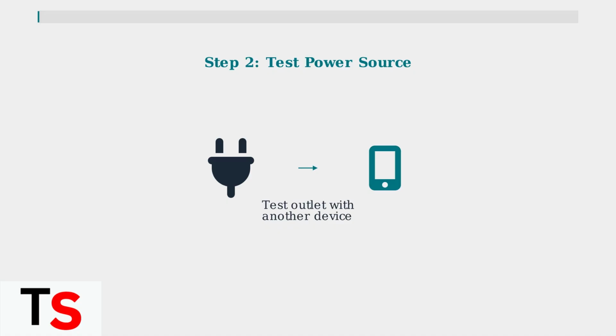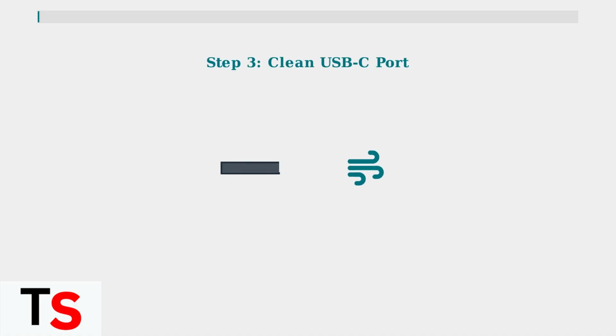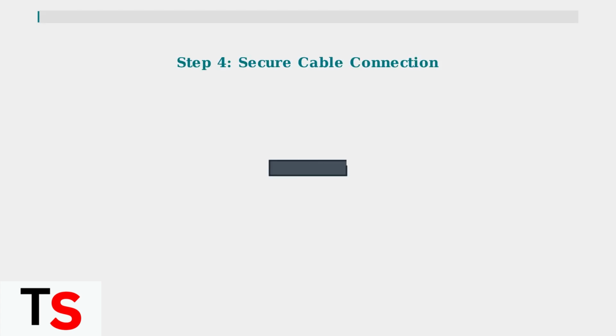Next, verify that your power outlet or USB port is working properly by testing it with another device like your phone or tablet. Clean the USB-C port on your gimbal using compressed air or a soft brush to remove any debris or dust that might block the connection. Ensure the charging cable is firmly and completely inserted into the USB-C port. A loose connection is a common cause of charging failures.